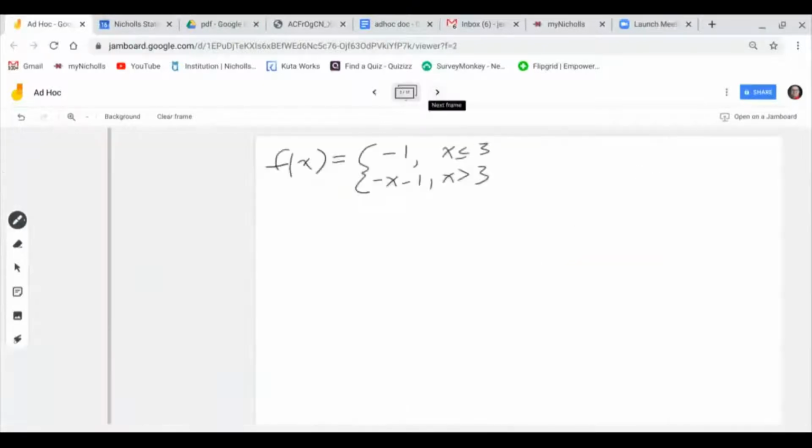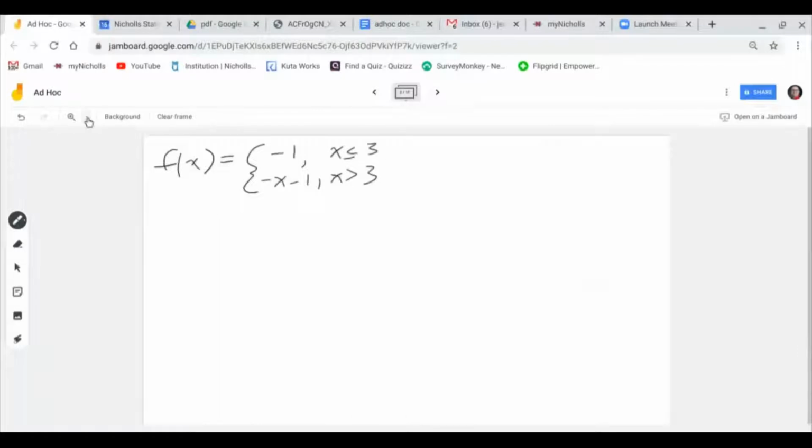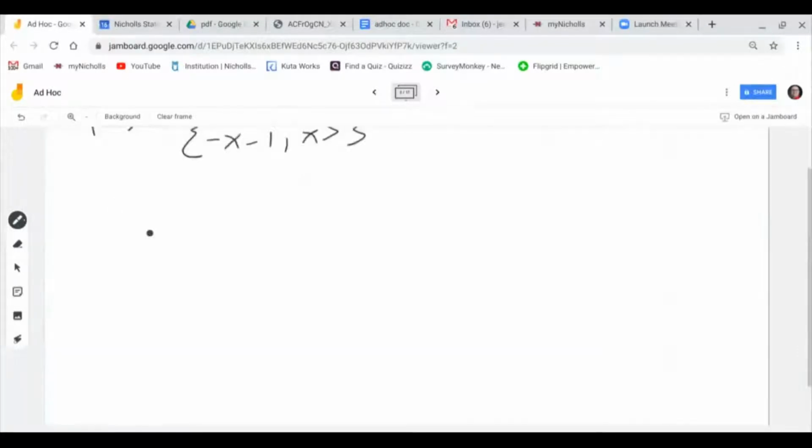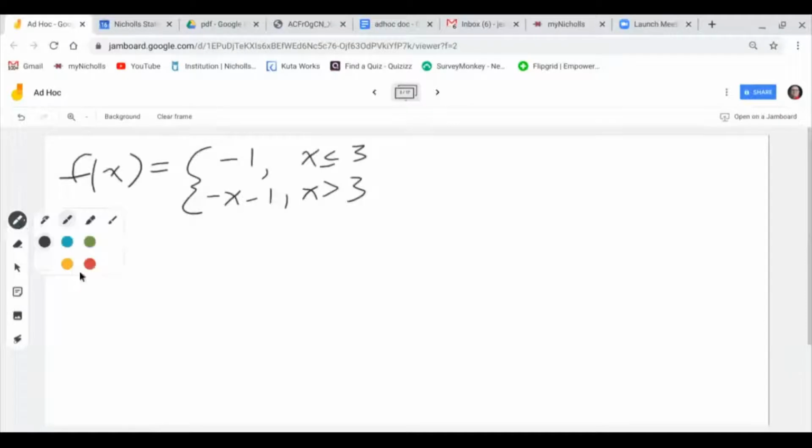Let's look at another one. Here we have a piecewise defined function. Piecewise defined functions are pretty nice because they're kind of easy to spot where the problem might happen. Well, the definition of this function is -1 when x is less than or equal to 3, and it's -x minus 1 when x is greater than 3. So that switch in definition is happening at x is equal to 3. So I think my problem is going to happen at x is equal to 3. I think it's going to be discontinuous at x equals 3.